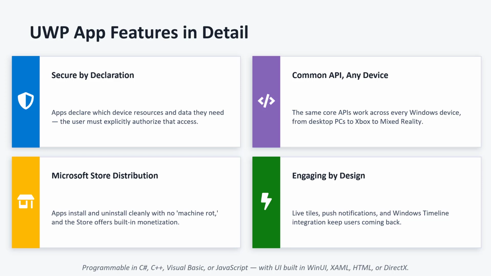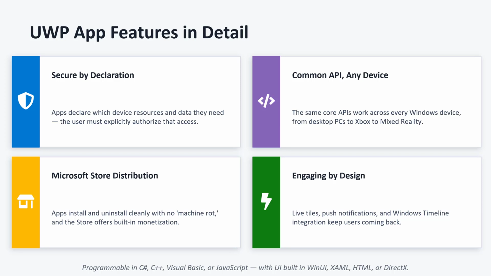The idea of being secure by declaration. Rather than an app silently grabbing access to your camera, your contacts, or your location, a UWP app has to explicitly declare upfront which of those it needs, and the user sees and approves that request. This builds trust and reduces the risk of an app behaving maliciously or unexpectedly.